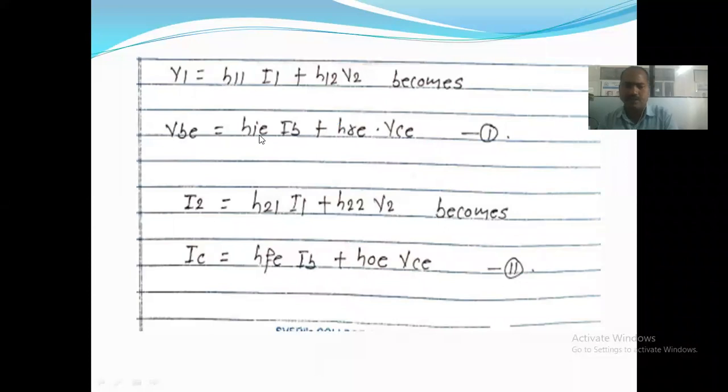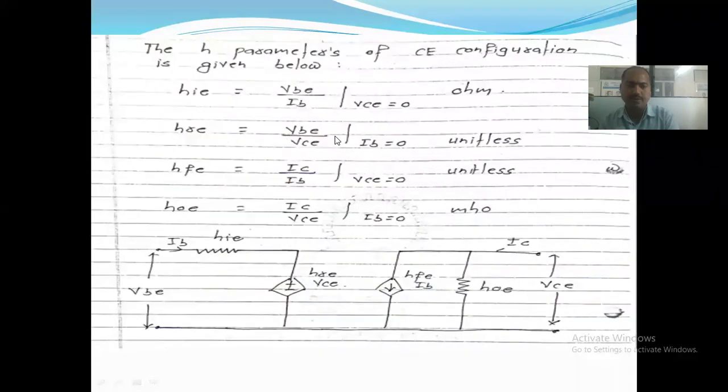Yes, sir. Okay. Here we have found the HI. Now from this equation we also find the HRE, right? To find the HRE, we have to make the IB current equal to 0. So IB is 0, so all these things should be 0, and VB equals HRE into VC. So HRE equals VB divided by VC when IB equals 0.